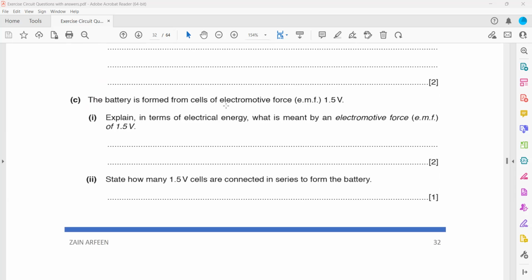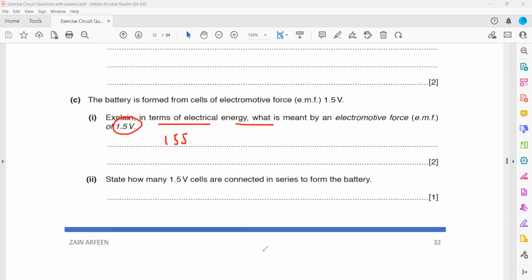The battery is formed from a cell with an EMF of 1.5. Explain in terms of electrical energy what is meant by EMF. You have to learn this definition of electromotive force, EMF. When we say it's 1.5 volt, it means 1.5 joules of electrical energy.